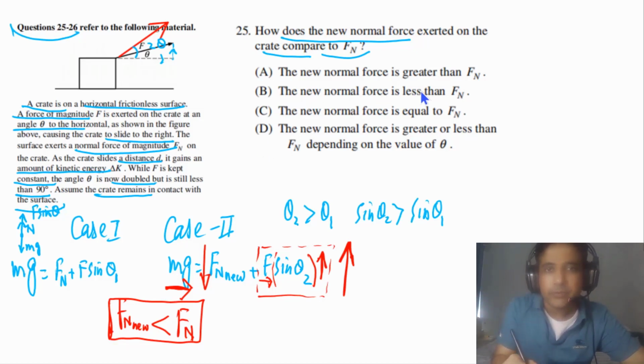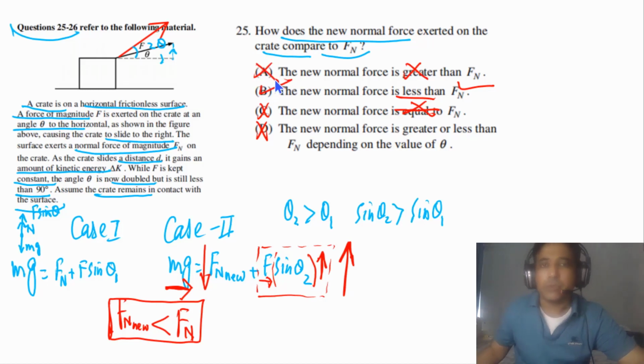So the answer for this question should be B. A is not correct because it's telling you it is greater, this is telling you it is less, so this is correct. This is telling you it is equal, so this is incorrect. The new normal force is greater or less than Fn depending on the value of theta. The value of theta is already given to us, that theta is greater than before, so this is also incorrect. This one is correct and this is also incorrect.